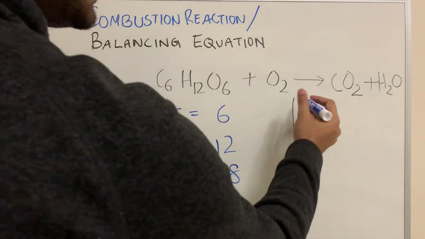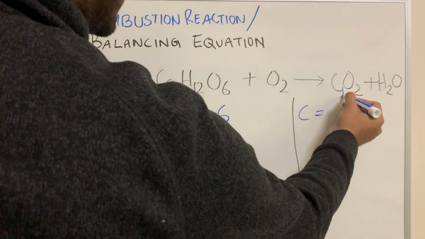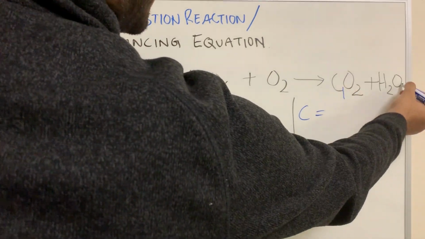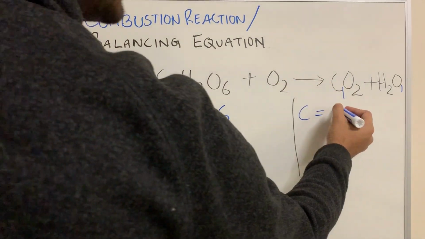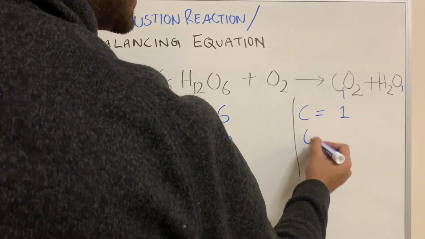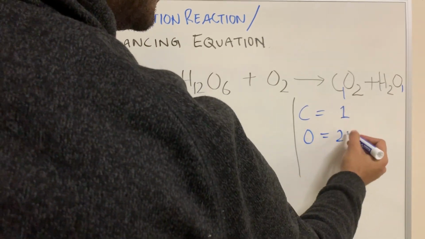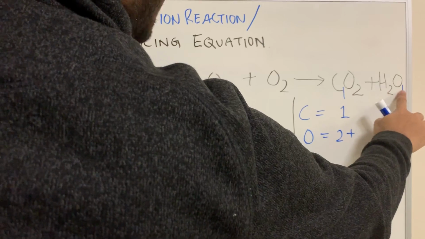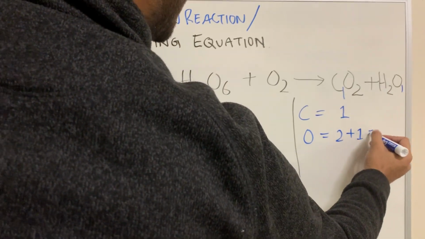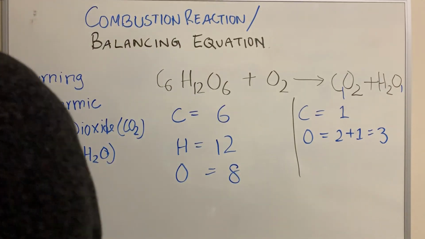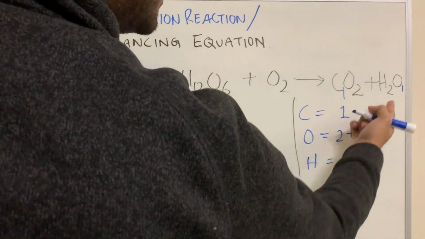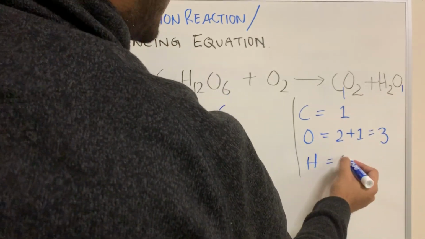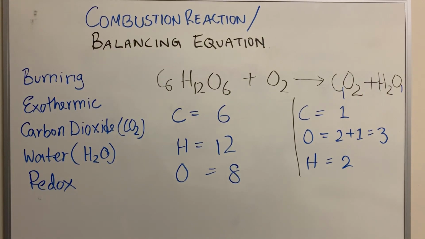On the right-hand side, let's look at the number of carbon. Like I said, there's an imaginary 1 here, also an imaginary 1. When there's nothing next to the atom, we take that as 1 atom. So you have 1 atom of carbon. Let's look at oxygen. You have 2 here, 2, plus from water, you have 1 atom of oxygen. So 2 plus 1, you have 3 oxygens here in total. In terms of hydrogen, you have just hydrogen from the water, and you have 2 atoms of hydrogen.